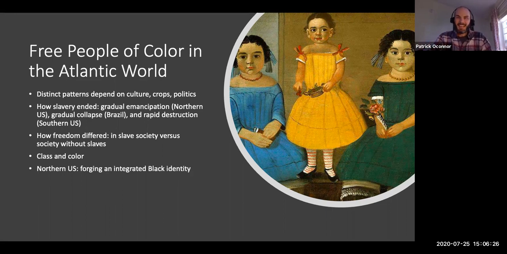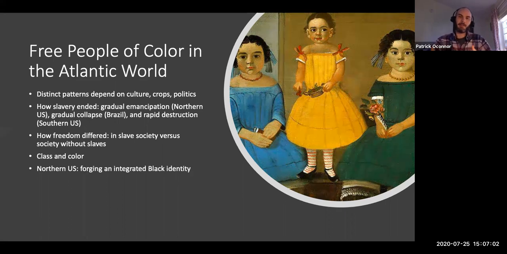The reason I bring it up right now, though, is to suggest that freedom for people of African descent in the 19th century in the Atlantic world could look dramatically different from one place to another. And it depended on the conditions of that place. It depended on political circumstances. It depended on economic circumstances. Is it a cash crop economy or not? What is the cash crop? How influential is that cash crop in shaping the global economy?